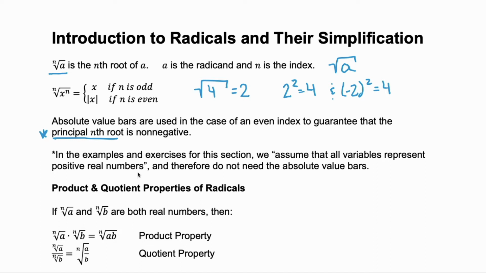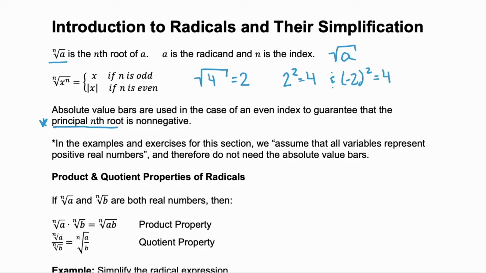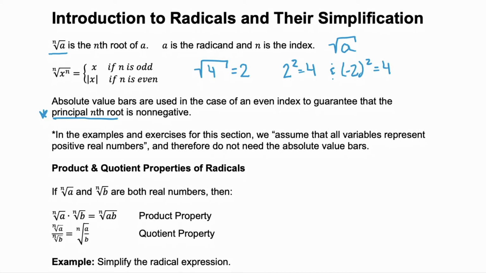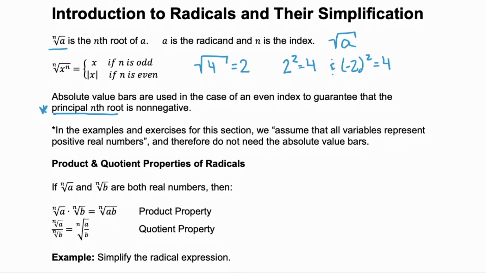So in the examples and exercises that we're going to do in this section, we're going to assume that all of our variables are positive real numbers. So we're not going to actually use the absolute value bars, but I wanted you to keep that in mind for later on when we start looking at both possible roots of a square root.